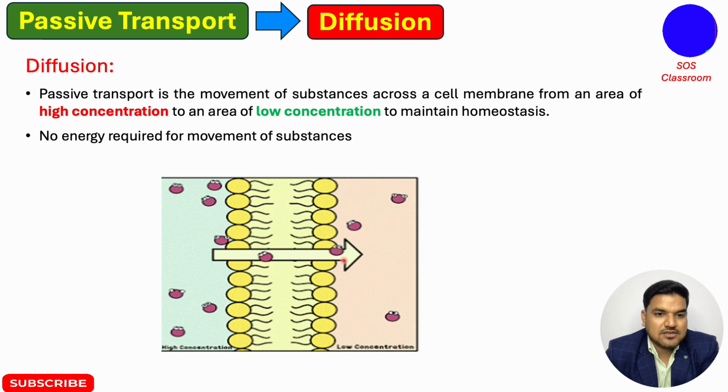You can see, this is the plasma membrane. Here is the low concentration inside the cell, and in the ECF, or extracellular fluid, there is a high concentration of molecules. Then the higher concentration transfers to the inside, to the lower concentration. So you can see the movement of molecules from the higher concentration to the lower concentration. This process is called diffusion, passive transport diffusion.